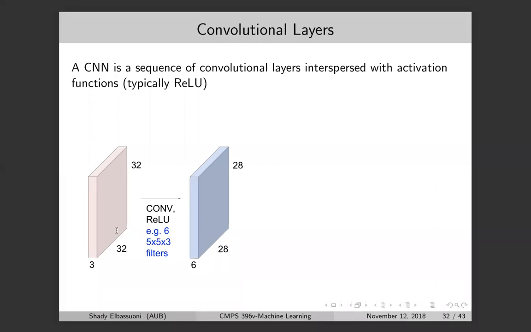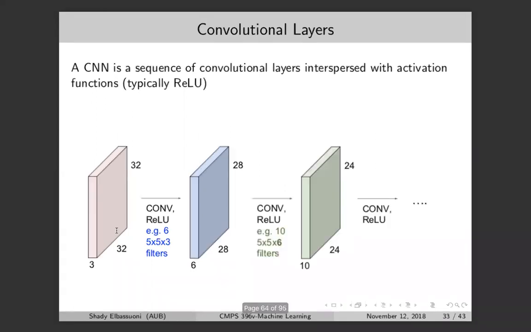That gives you a set of activation maps. You pass these through a non-linearity, so typically a ReLU, a rectified linear unit. And that gives you the input to the next convolutional layer, the next hidden layer, if you wish, which is now 6, 28 by 28. You can apply 10, 5 by 5 by 6 filters. Why 6 filters? Because it has to be the same depth as the input. So that gives you, right? And then you pass this through some nonlinearity.